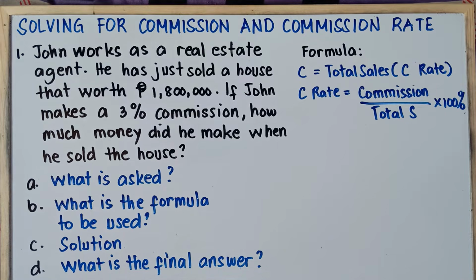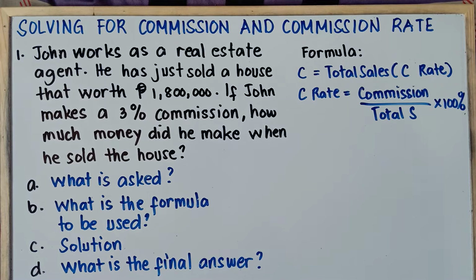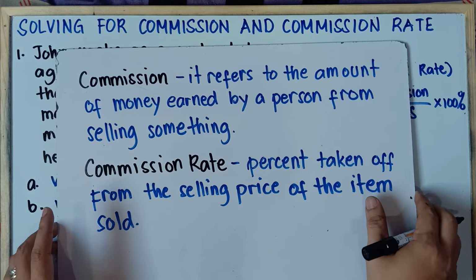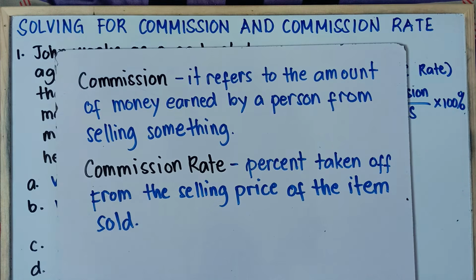Now before we start with example number 1, class, we need to define first what is commission and commission rate. Now commission refers to the amount of money earned by a person from selling something. And commission rate is the percent taken off from the selling price of the item sold.